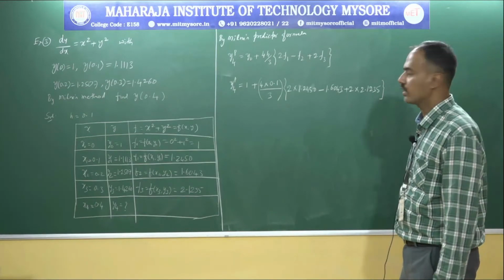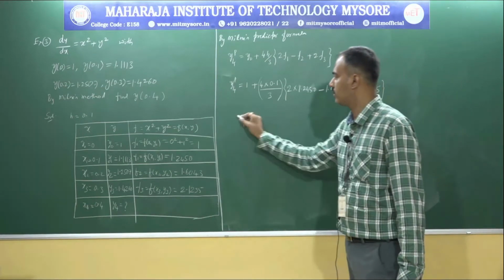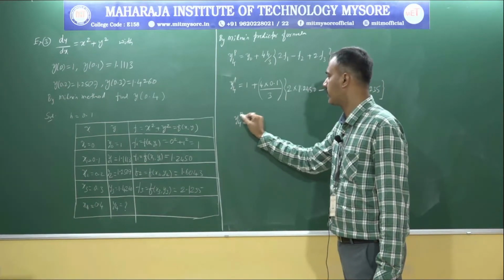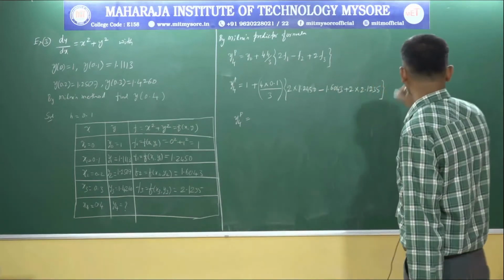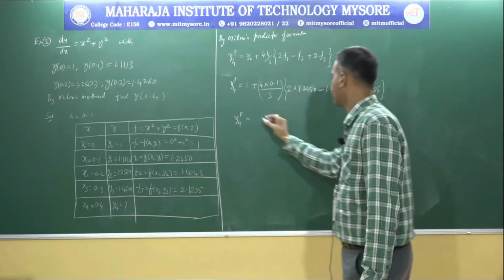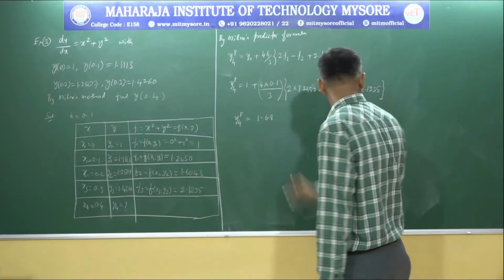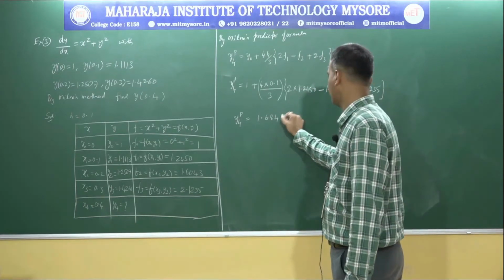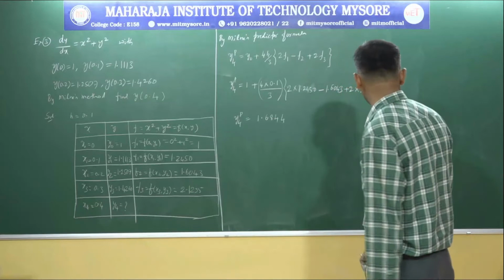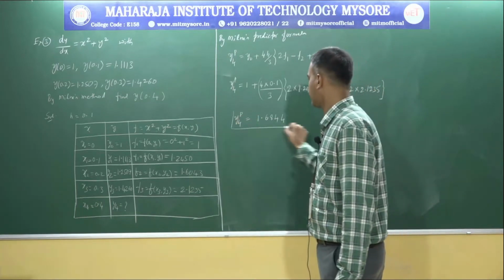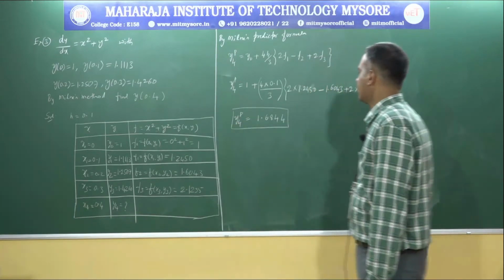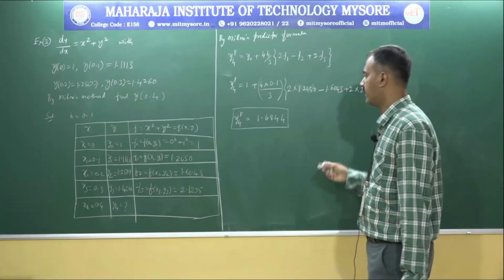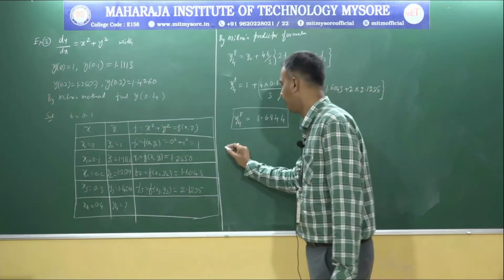Next, we can use the calculator to simplify. After the simplification, we get y4p is 1.6844. Once we get the predictor value, we require it for the next formula.